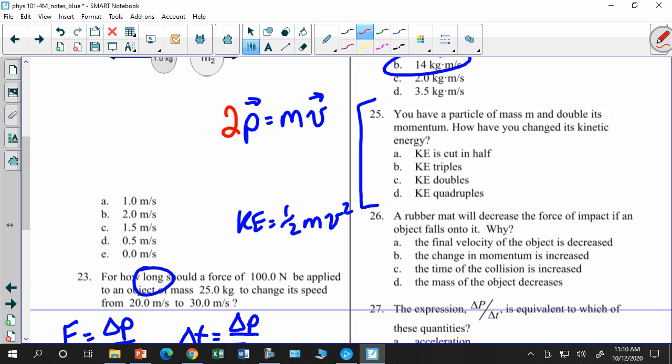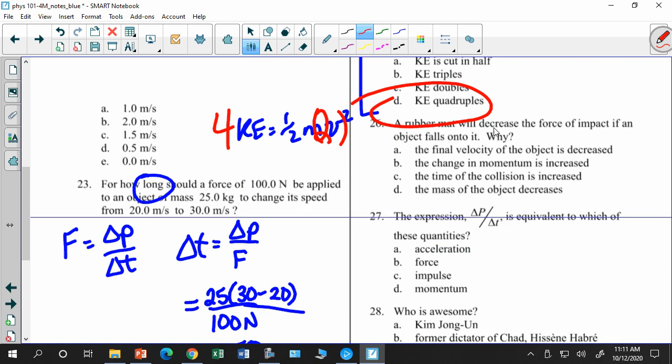I had to double it, right? So if I double the momentum, that means that I doubled the speed. Or I could have doubled the mass, but it says that it's a mass m, so that's not changing. And so if I double the speed, what do I do to the kinetic energy? I quadruple it, right? Because I have this quadratic term, because v is squared, if I double v, I quadruple the kinetic energy. So here, the answer would be D.